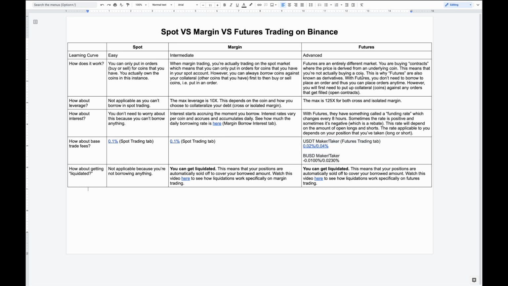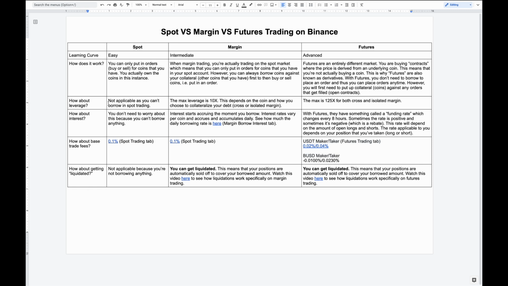Now for futures, it's an entirely different market. You're buying contracts where the price is derived from an underlying asset. This means that you're not actually buying a coin. This is why futures are also known as derivatives. With futures, you don't need to borrow to place an order, and thus you can place orders anytime. However, you will first need to put up collateral or coins against any orders that get filled or open contracts.